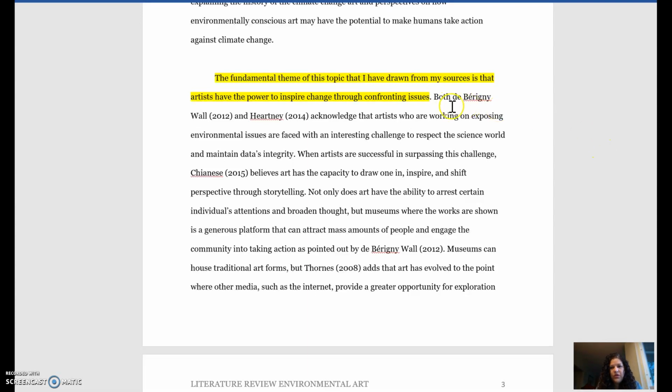So we've got here both DeBerny Wall 2012 and Hartney 2014 acknowledge that artists who are working on exposing environmental issues are faced with an interesting challenge: to respect the science world and maintain data's integrity, right? So we have 2 sources, and they are cited correctly. You've got the year right after the name. You always want to have that when you have an in-text citation like this one. And we're showing that it's agreement. Both of them say this thing. So that's perfect synthesis right there.